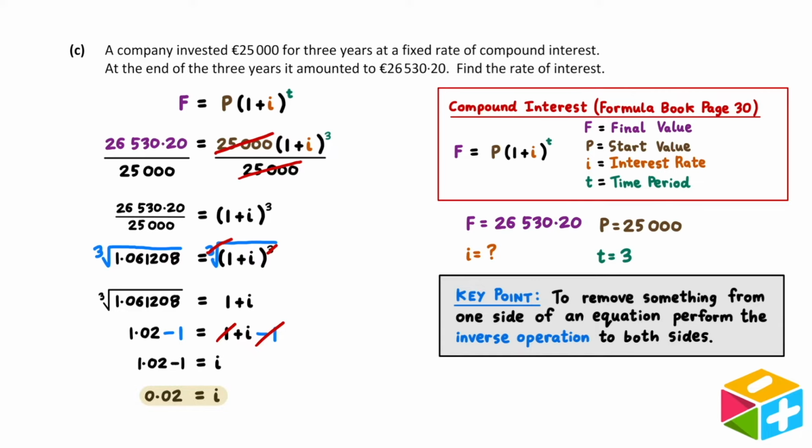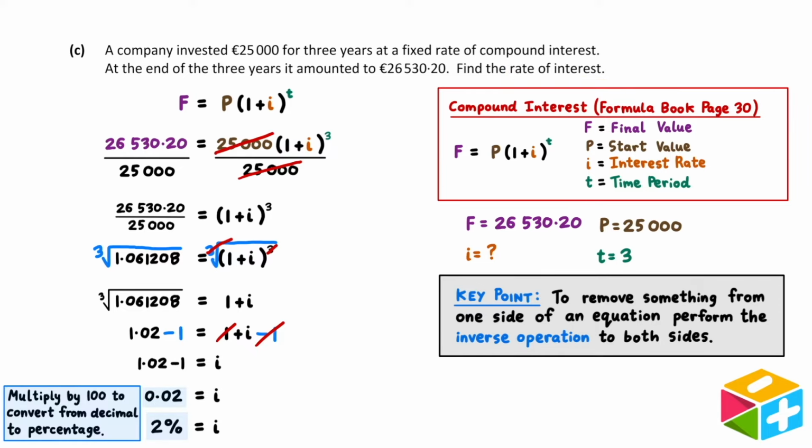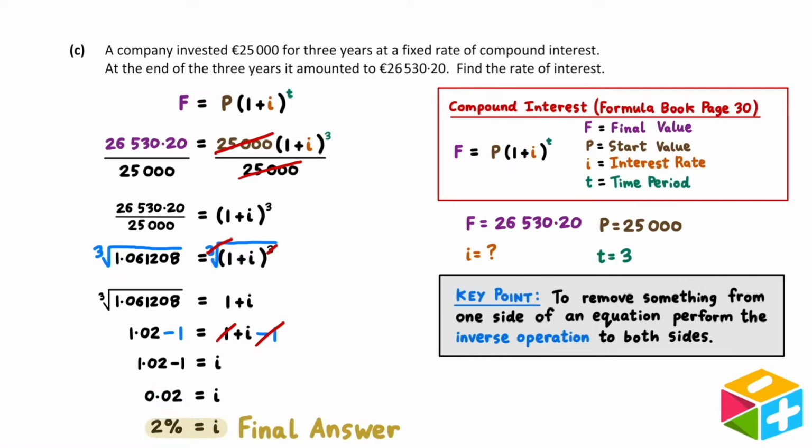So we found the value of I. It's 0.02. Here, I represents an interest rate, and it's conventional to present interest rates in percentage form rather than decimal form. To convert our answer to a percentage, all we have to do is multiply by 100. So our final answer is that I is equal to 2%.